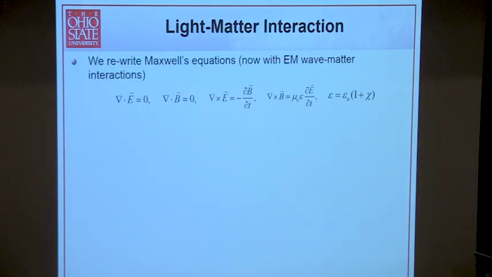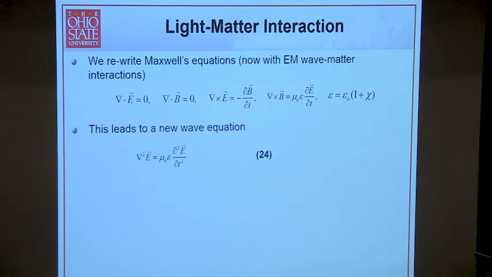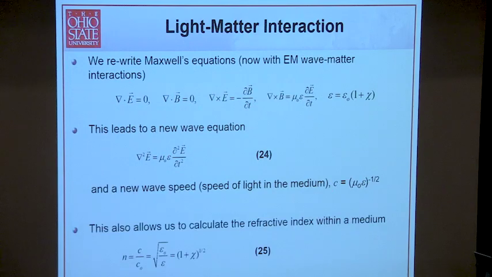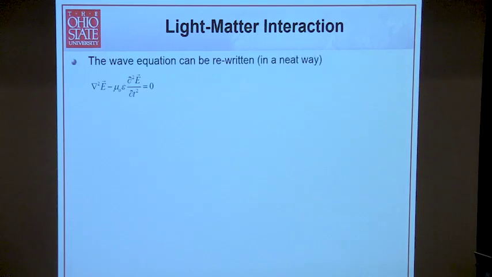Now, the reason we write that is that we can rewrite Maxwell's equations now with wave-matter interactions, such that everything is now, instead of being described with an epsilon naught, described with an epsilon, and it has this electric susceptibility embedded in there. That gives you a new wave equation, a new wave speed, and now a method to calculate the index of refraction in a medium. The index of refraction is the square root of 1 plus the electric susceptibility.